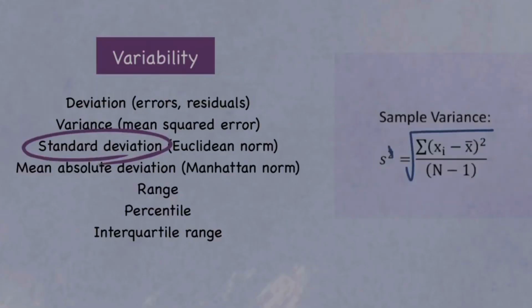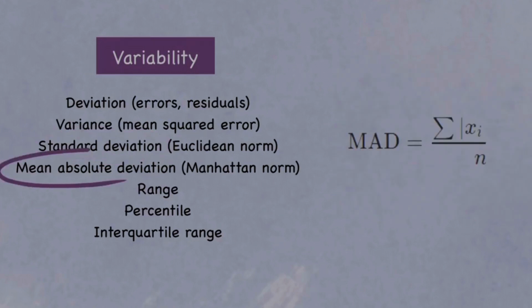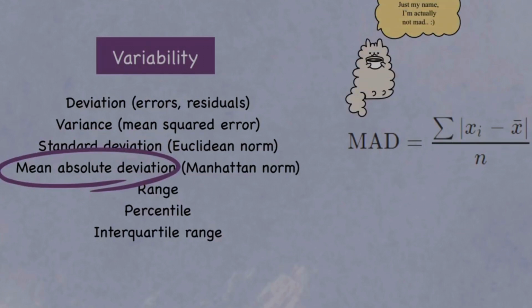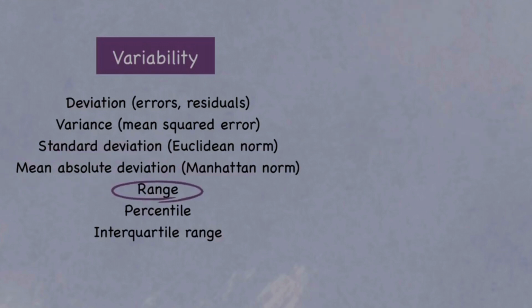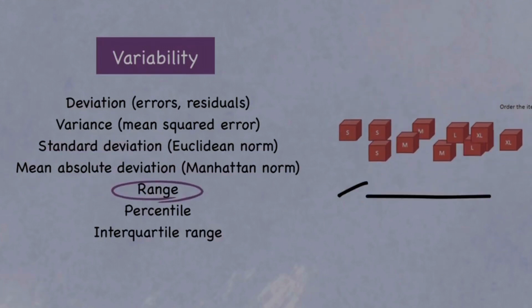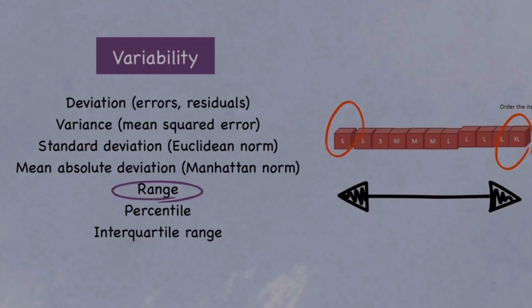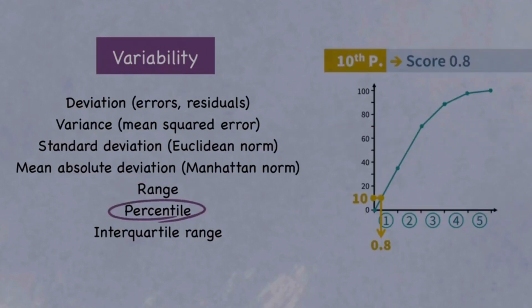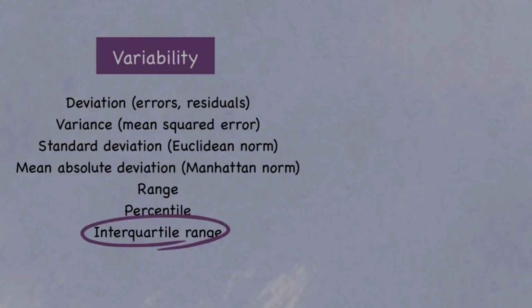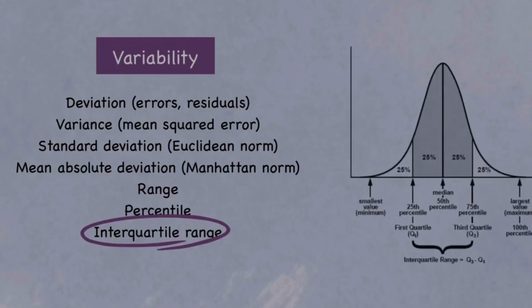Standard deviation, also known as the Euclidean norm, is simply the square root of the variance. Mean absolute deviation, also known as the Manhattan norm, is the mean of the absolute values of the deviations from the mean. Another useful statistic is the range. It is the difference between the largest and the smallest value of the data. You might also have heard of percentile, which is a value such that p percent of the values take on this value or less, and the interquartile range. It is basically the difference between the 75th percentile and the 25th percentile.